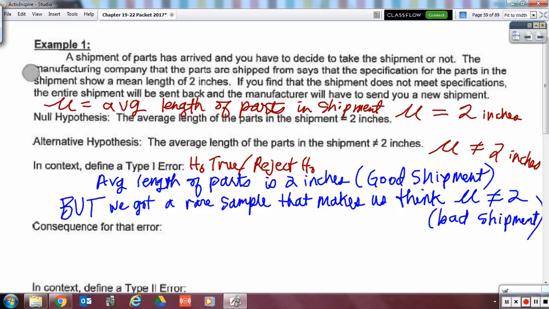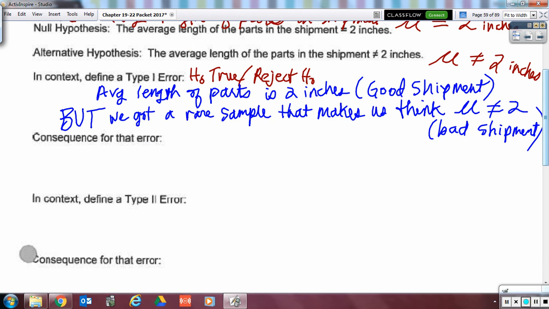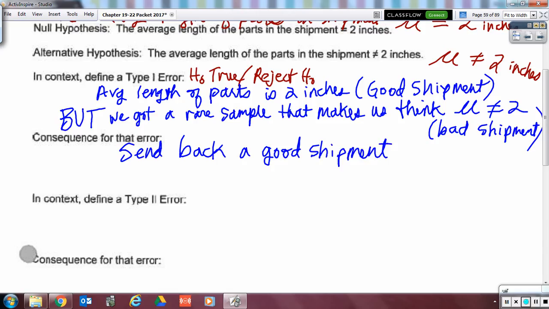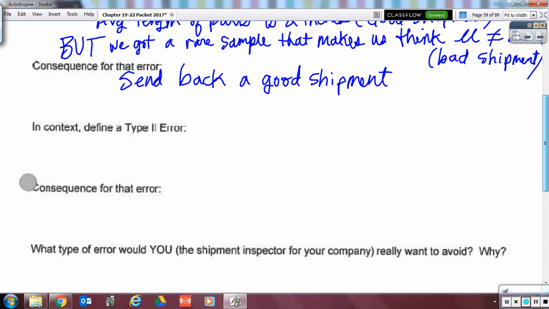Okay. So reality is it's good, but we get a sample that gives us the impression that it is bad. So what's the consequence of this error? What's going to happen as a result of that? You do not accept a good shipment. You actually are sending it back to the manufacturers. It says up there, if it's not good, you send it back. So you send back to the manufacturer a good shipment. What do you think the manufacturer thinks about that? They are mad. They are not happy about that.